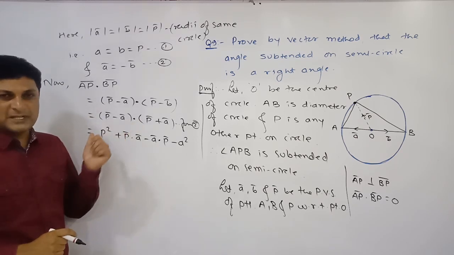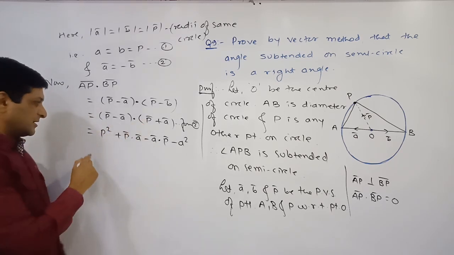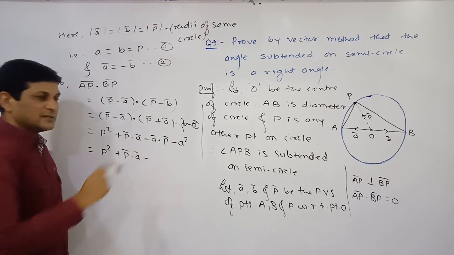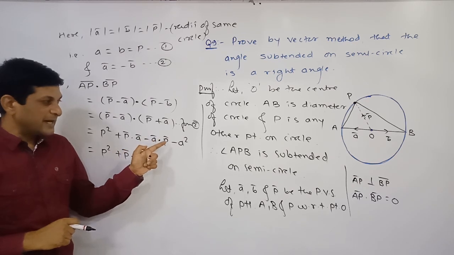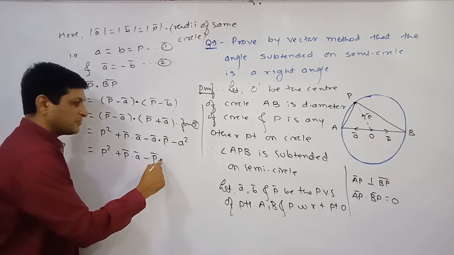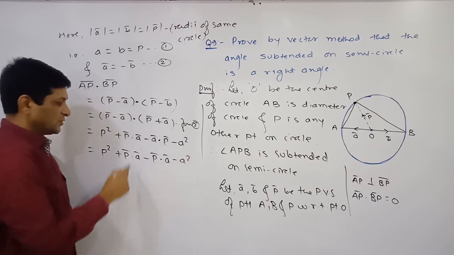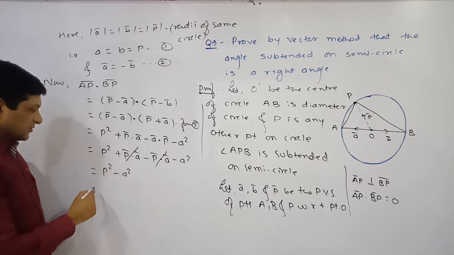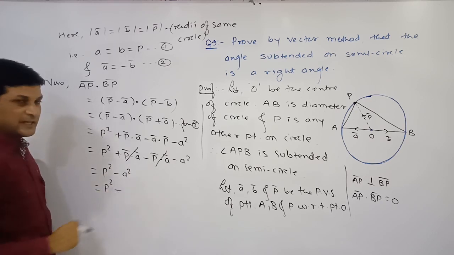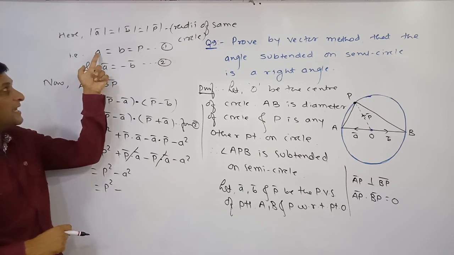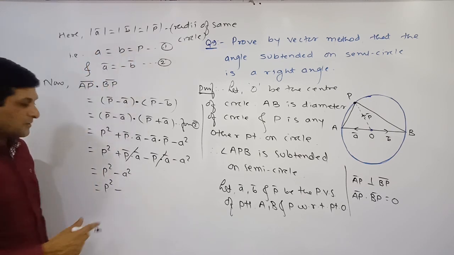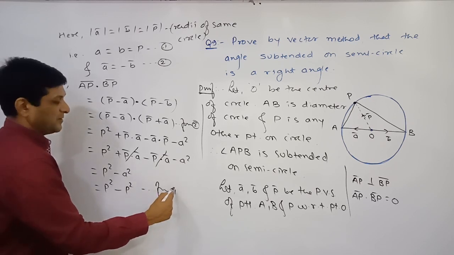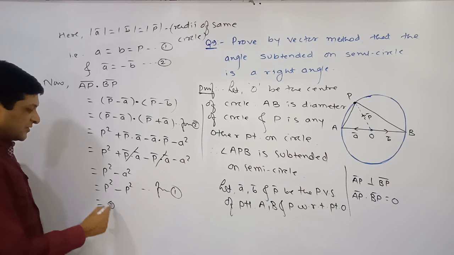Just simply we have taken the dot product of these two brackets. So P square plus P bar dot A bar minus A bar dot P bar. Now A bar dot P bar can also be written as P bar dot A bar, because dot product is commutative. So these two terms will get cancelled. The remaining term is P square minus A square. Can I replace this A by P? Because A and P are equal. So I am replacing A by P, keeping the square as it is, from equation number 1. So P square minus P square is equal to 0.